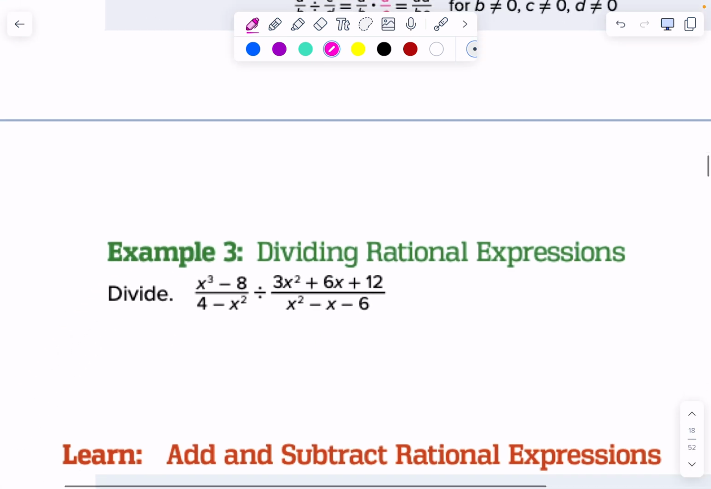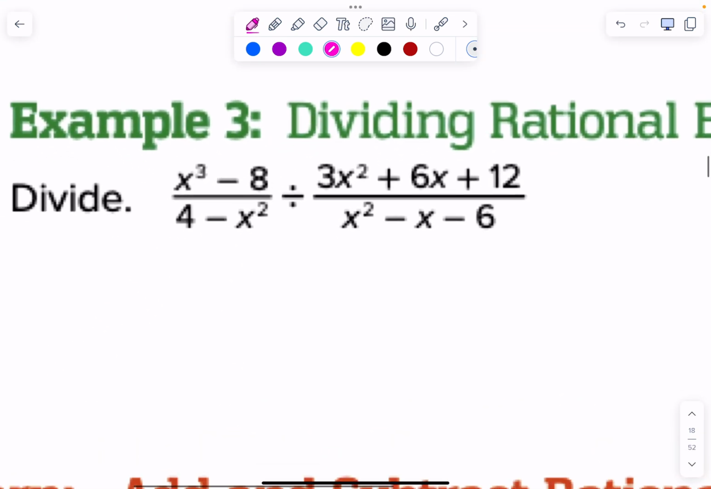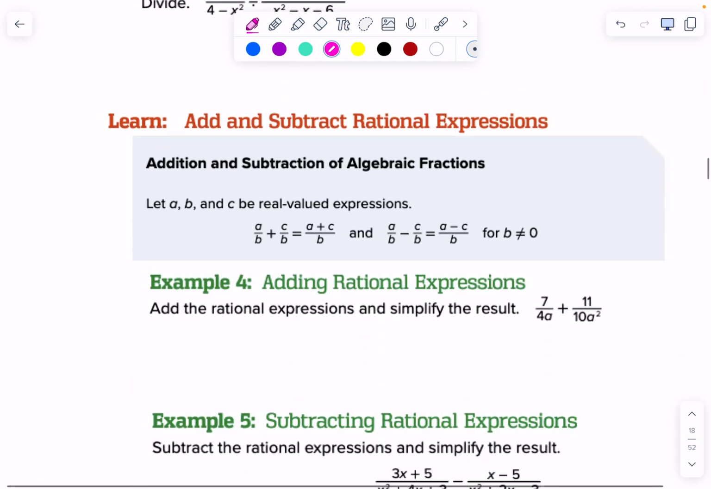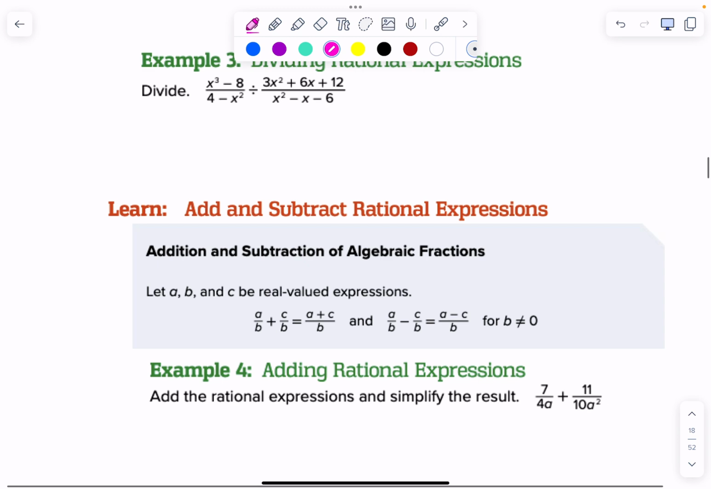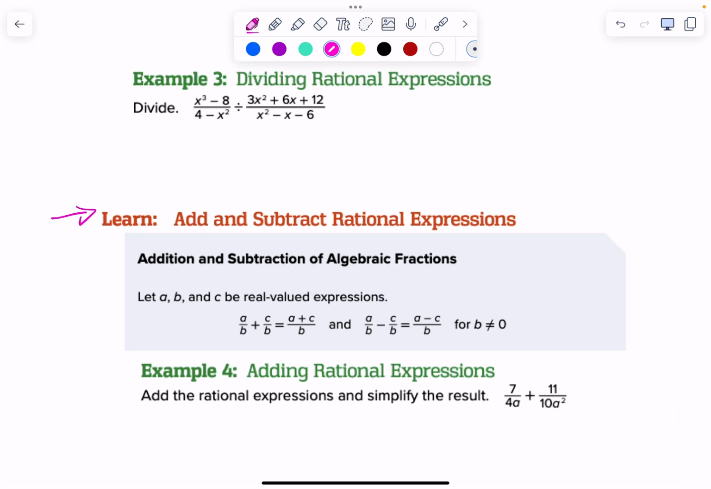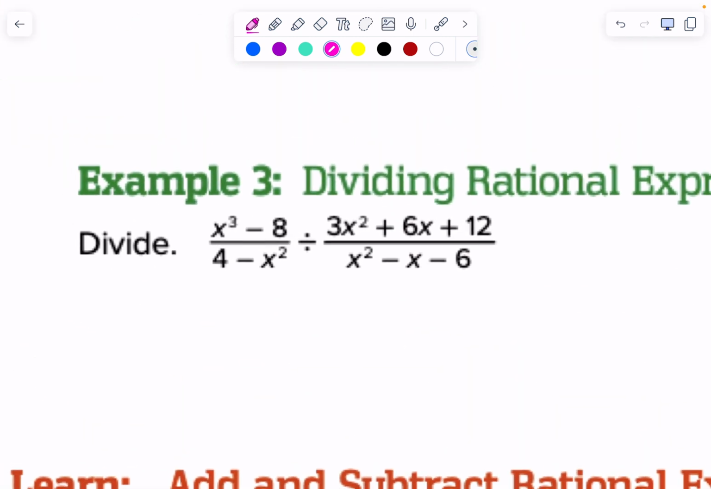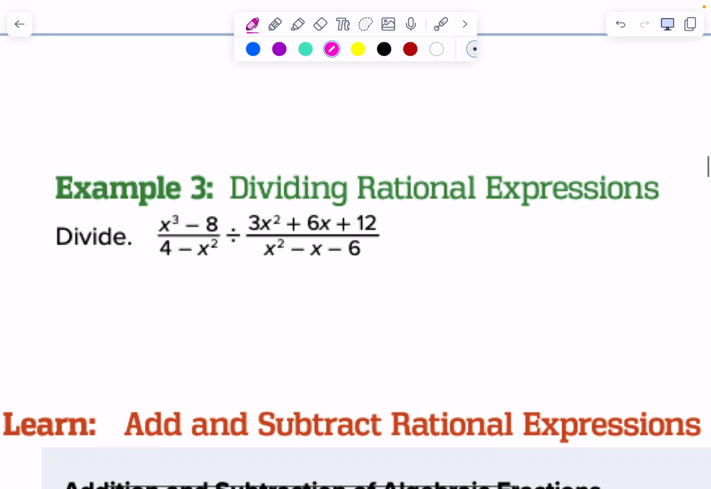Okay, next. Dividing rational expressions, example 3. We're on the top of the next page. We should just do homework. What do we have left? Instead, let's finish example 3, because adding and subtracting is the hard part. Adding and subtracting is where it gets really icky. Dividing and multiplying is not so bad.